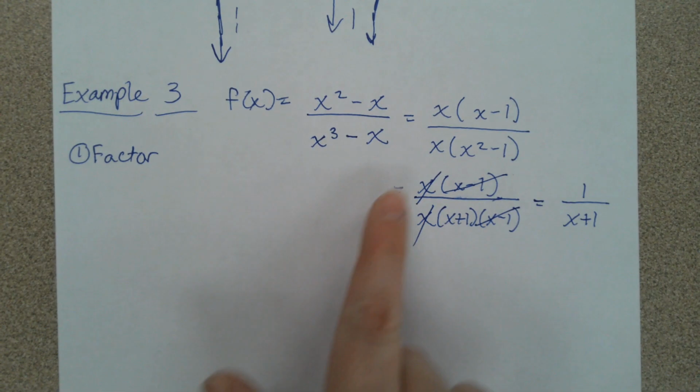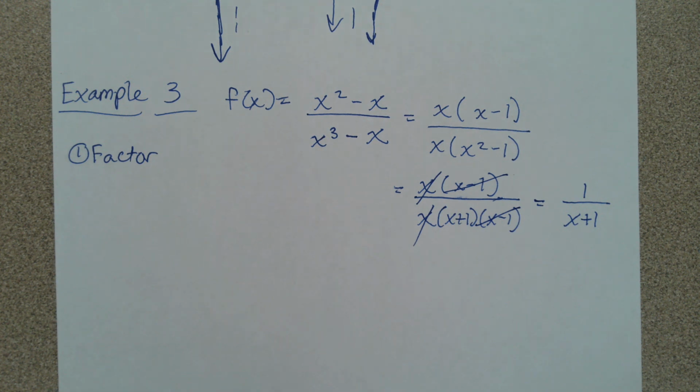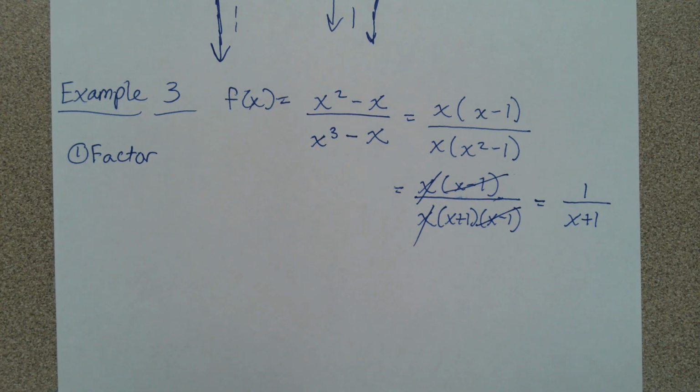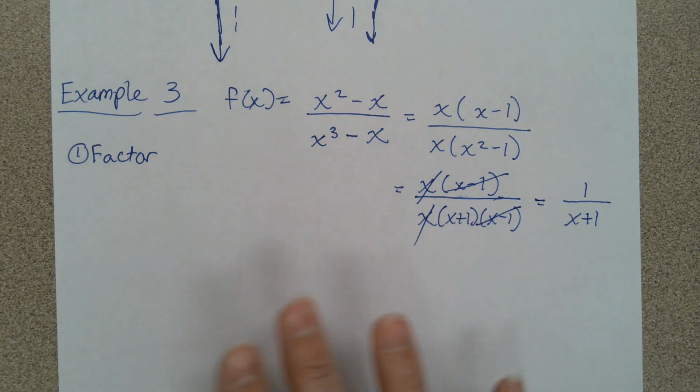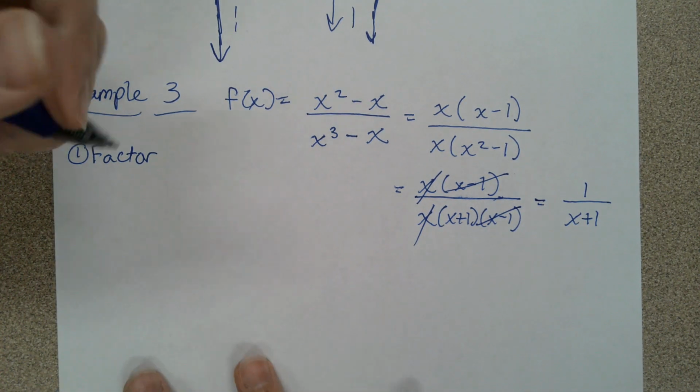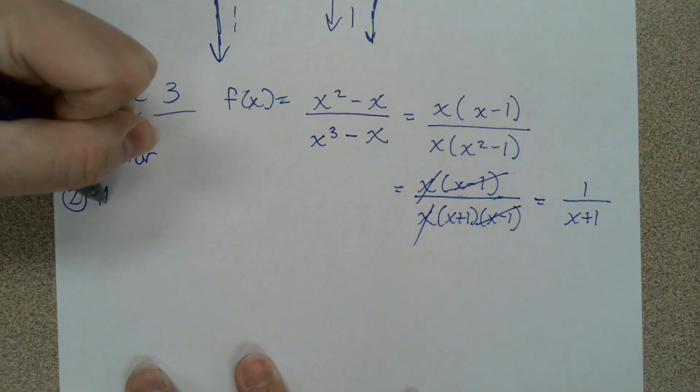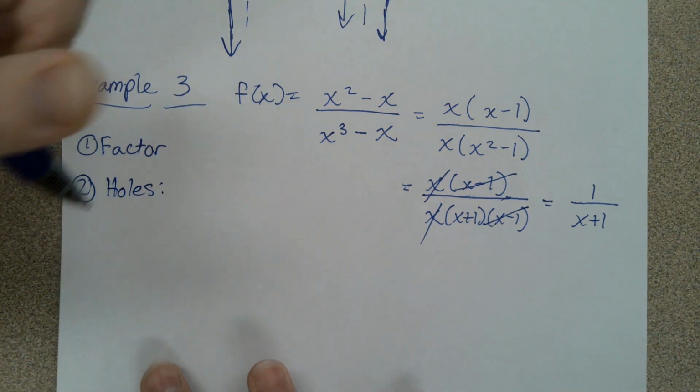Now, because we are able to cross this out, some things happen to our graph. There are other things we'll have to consider when graphing it. We can't just leave it like this. We have other things to think about. So, now's where we're able to talk about holes.